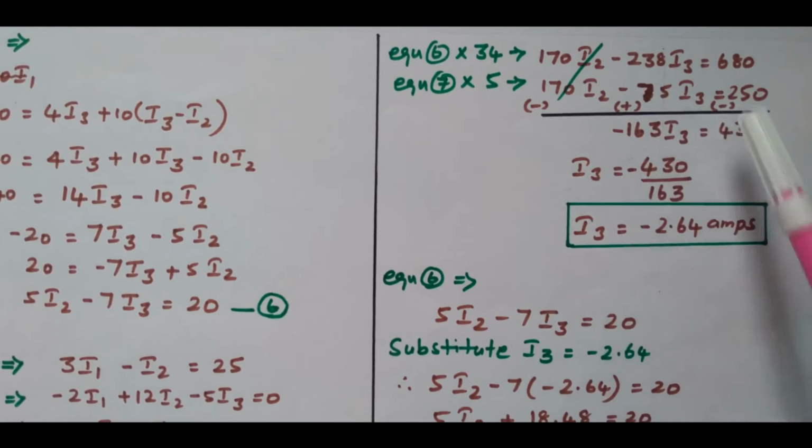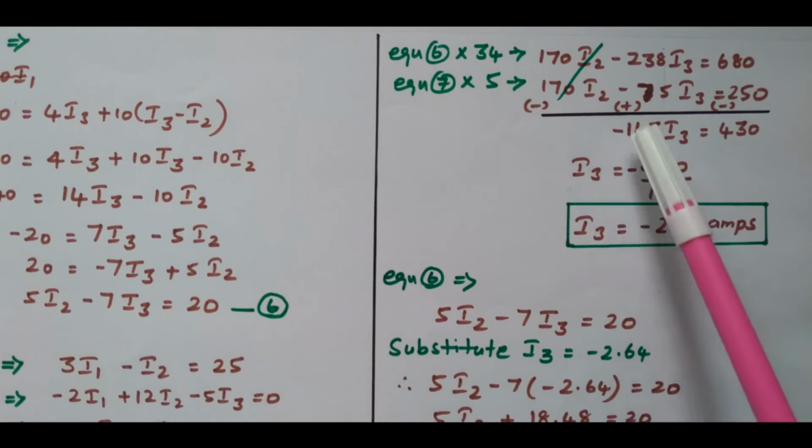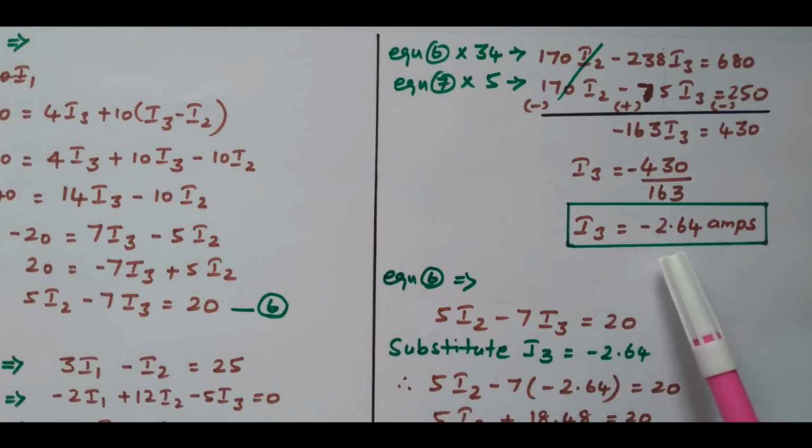Here also you have to subtract. 680 minus 250 is 430. So I3 equal to minus 430 divided by 163. So I3 equal to minus 2.64 ampere. So now we got the current value I3. Loop 3 current I3 value is calculated. By solving the equations, the first current is calculated.